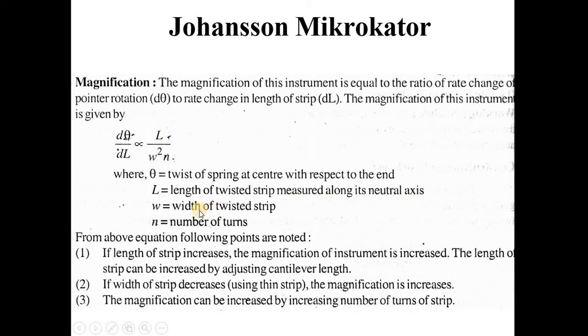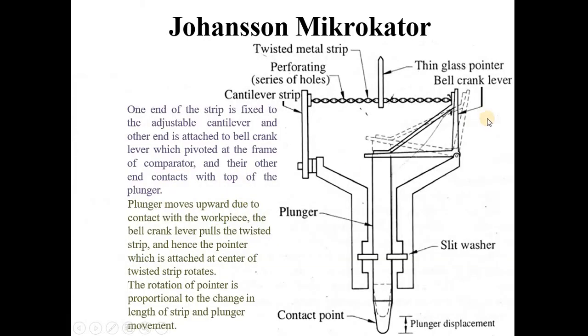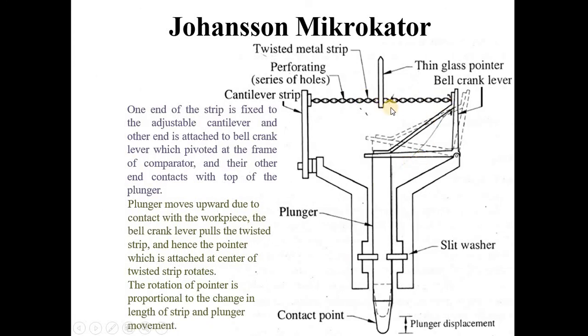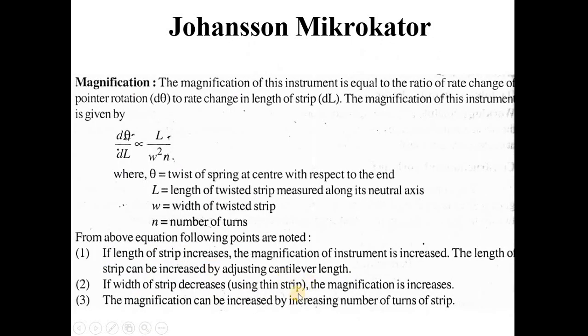And what is W? W is the width of the twisted strip, where N is the number of turns. You can see, N is the number of turns. So from the above equation, the following points must be noted. Number one, if the length of the strip increases, the magnification of the instrument also increases. The length of the strip can be increased by adjusting the cantilever length, or the bell crank lever length.